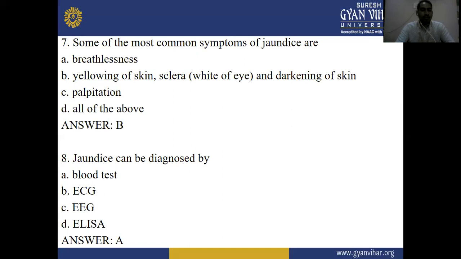Next question: jaundice can be diagnosed by: option A, blood test; option B, ECG; option C, EEG; and option D, none of the above. The right answer is A. Jaundice can be diagnosed by a blood test.